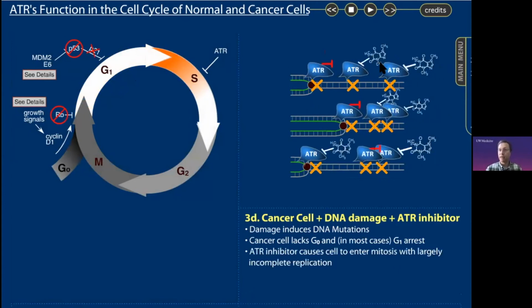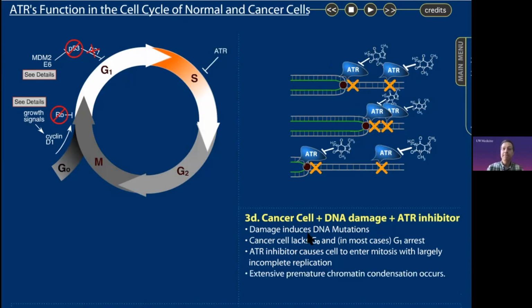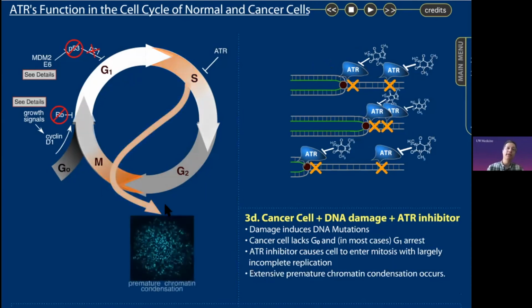However, we throw in a small molecule. In this case, this was caffeine, the first ATR inhibitor that was identified, not selective or specific, but definitely could induce this process. And extensive premature chromatin condensation occurs and cells die a p53 independent cell death that we now believe is immunogenic. And that is a very exciting thing if we combine immune therapy with this kind of logical inhibition of cell cycle checkpoint basically in cancer cells.